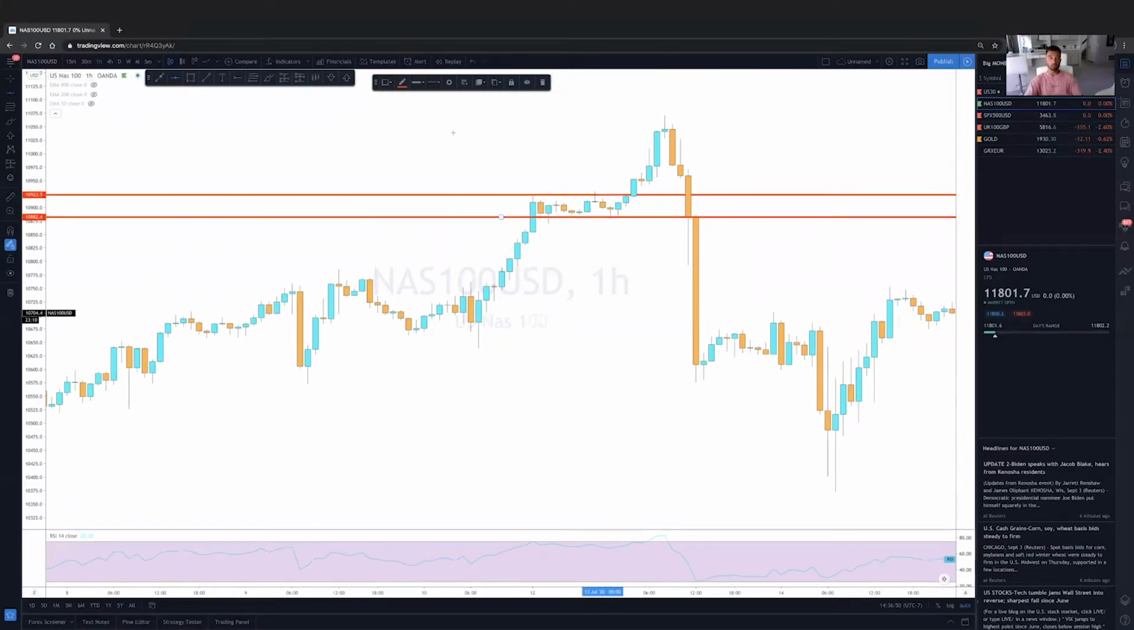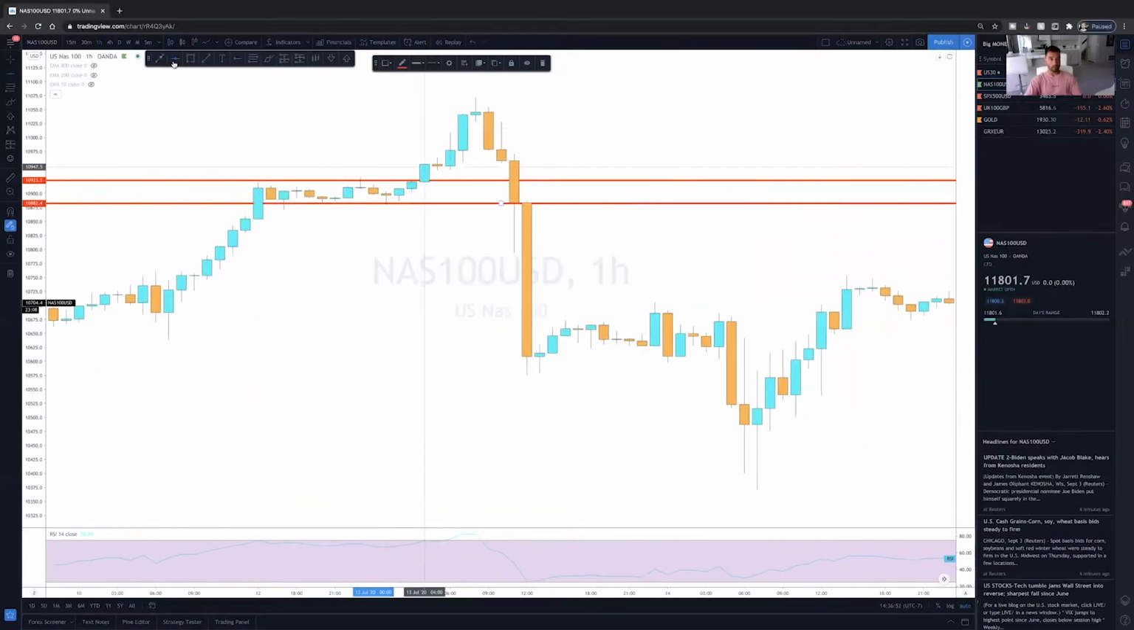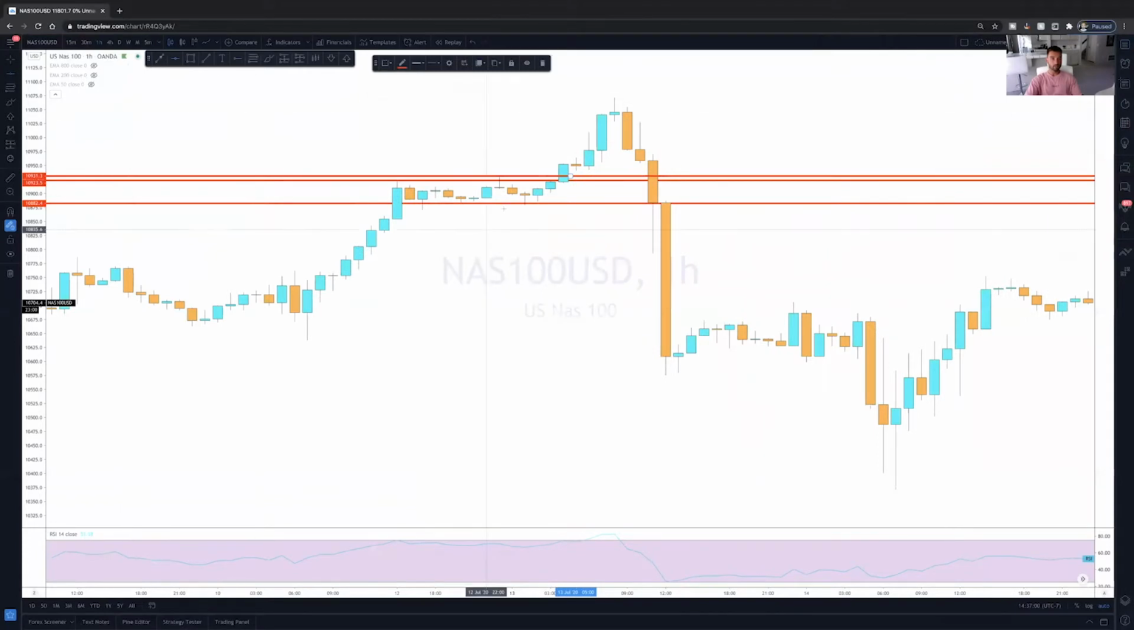What we want to do is put a buy stop, and I'll make these lines green so you guys can see them. I'll make them green and a little bit skinnier. That's not green enough.